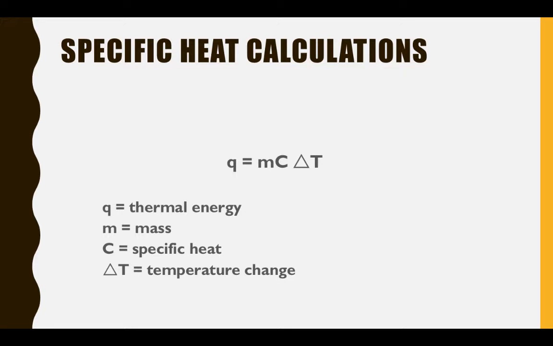Given the definition of specific heat, we can derive the equation shown here. Since we know that specific heat is the amount of energy it takes to raise the temperature of 1 gram by 1 degree Celsius, multiplying the specific heat, which is represented by C, by the mass of the substance and the temperature change of the substance, we arrive at the amount of thermal energy involved in the process.